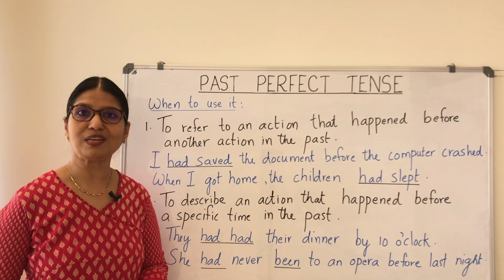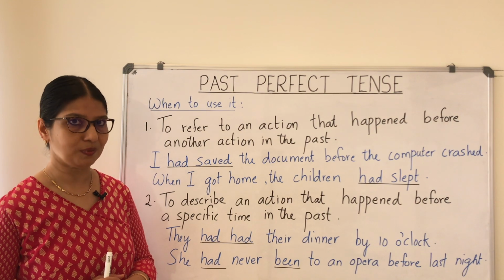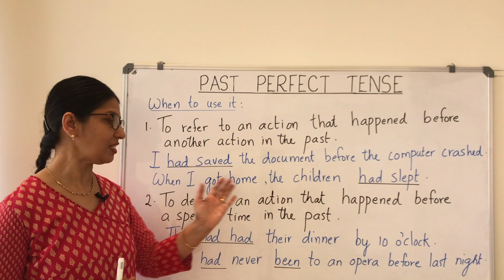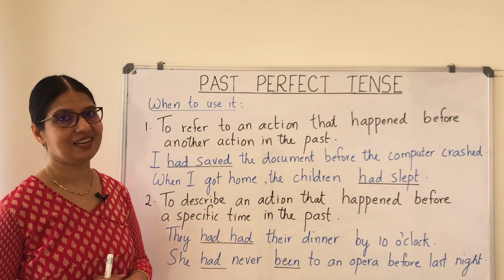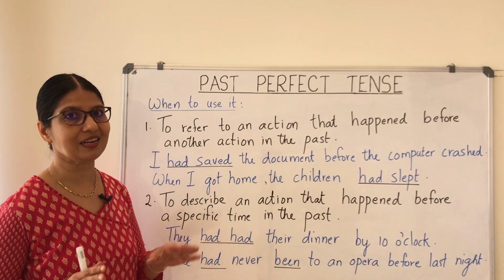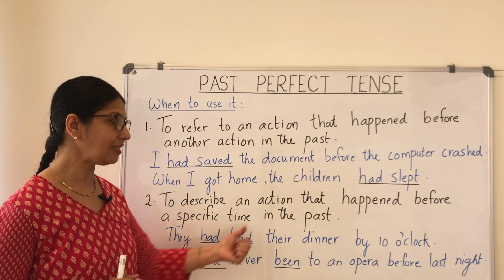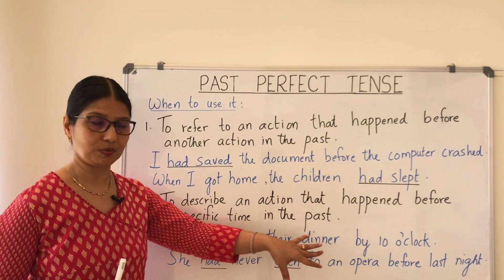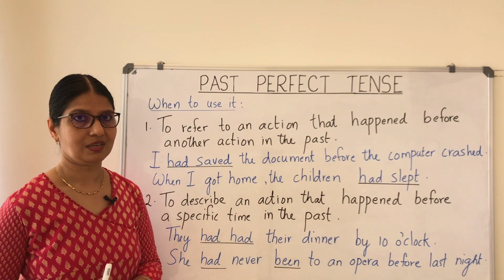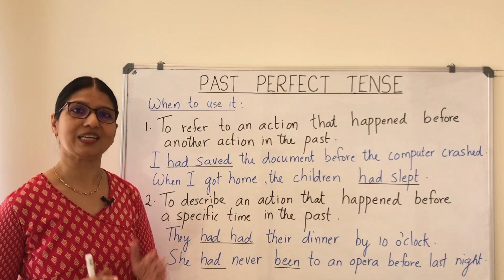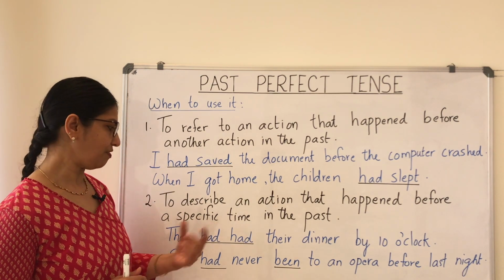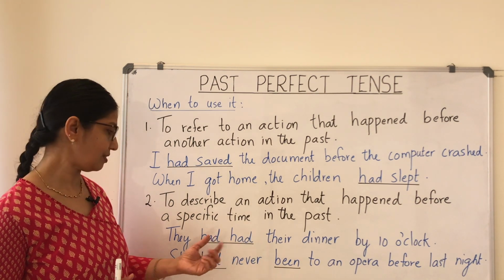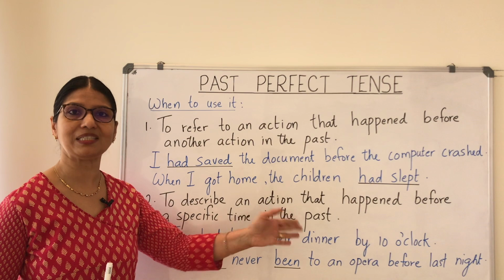Here is the second situation in which we use this tense. So we use the past perfect tense also to describe an action that happened before a specific time in the past. And here we have two examples. They will make it clearer for you. They had had their dinner by 10 o'clock. Let's focus on the time phrase I've used here, by 10 o'clock. So that shows that we are talking about a specific time in the past. That's why I've used the past perfect tense here. So the sentence goes like this. They had had their dinner by 10 o'clock.